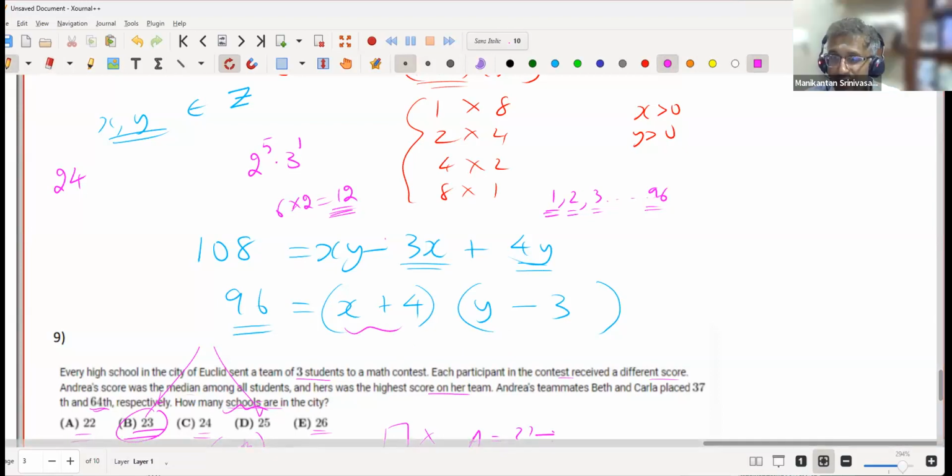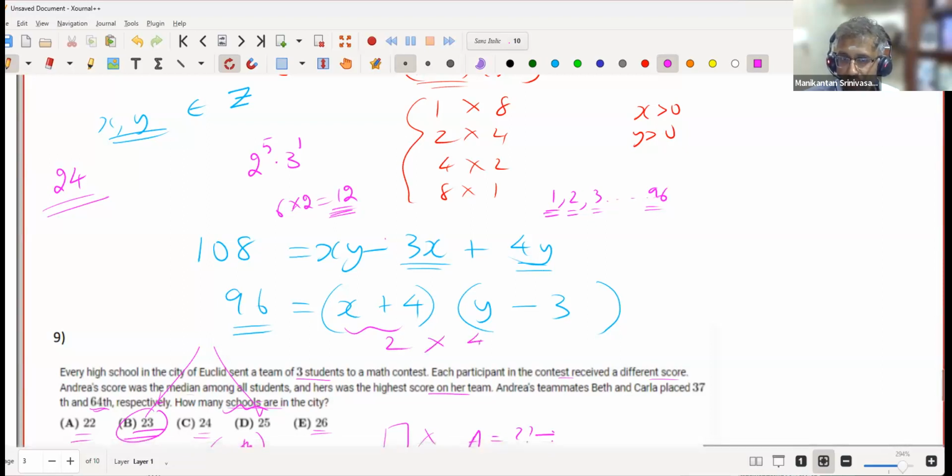In fact, the 24 is the correct answer for the wrong reason. There's no need to multiply by 2 for the ordering, but the reason to multiply by 2 is that for every one of them, I can put the negative pair also. So x plus 4 can be 2 and y minus 3 can be 48, or it could be minus 2 and minus 48. And therefore, you need 12 into 2.